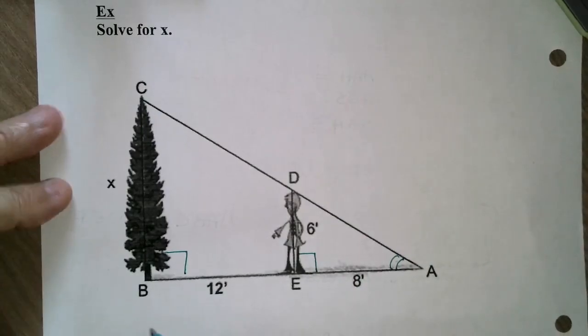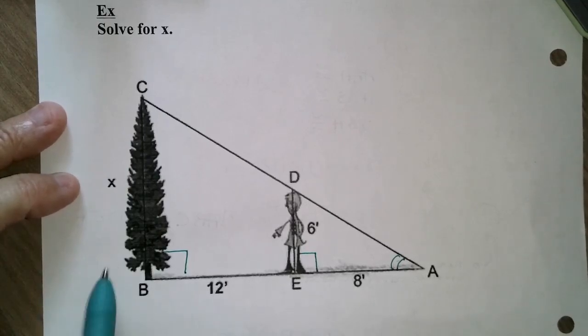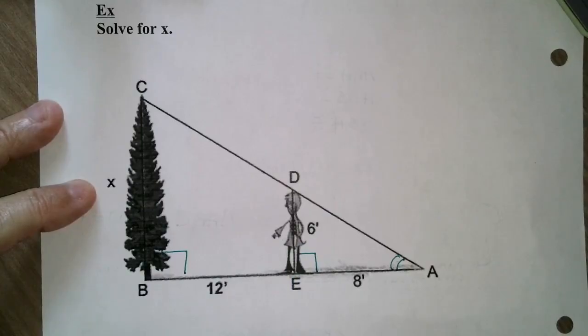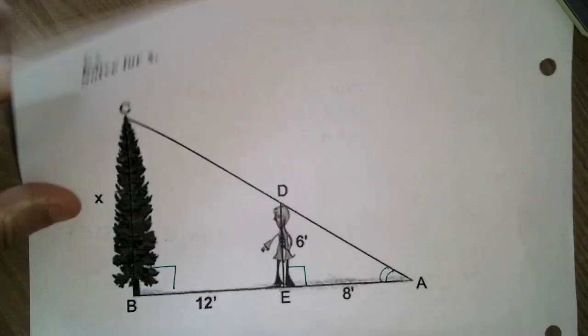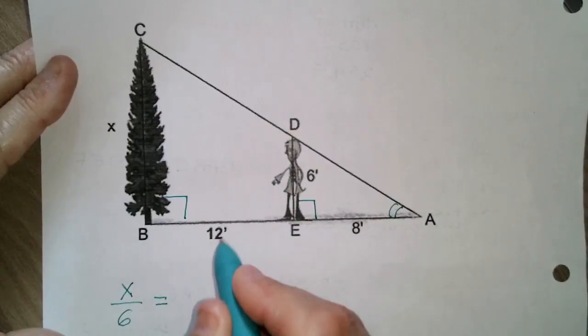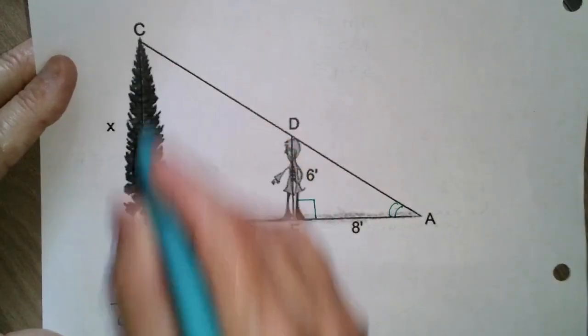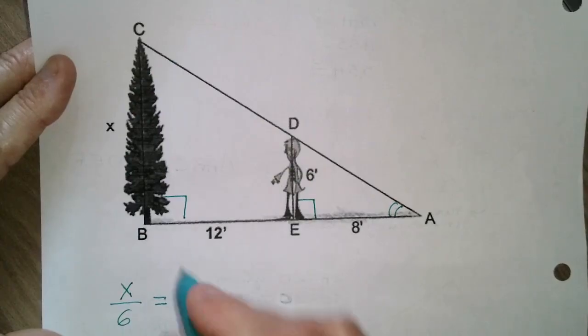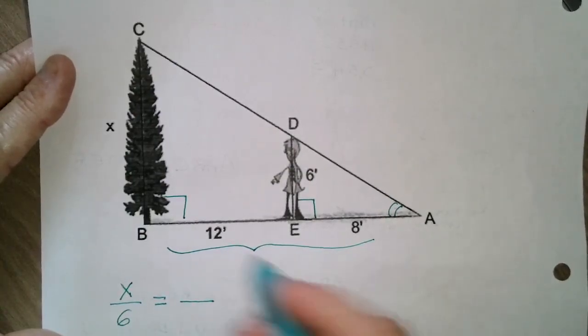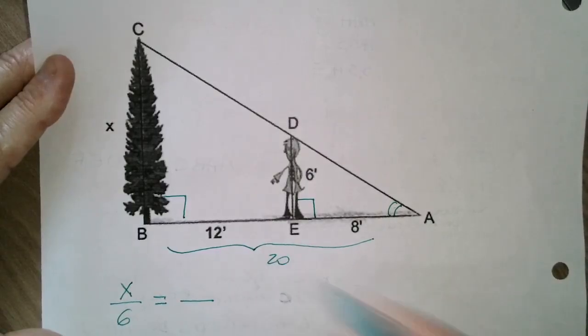So what I can do here is set up a proportion. So x over 6, for example, equals, so now let's see, x is the large, right? So I have to do the large. So remember, we have to add these two. So 12 plus 8 is 20, 20 feet. So the 20 goes on top and the 8 goes on the bottom.